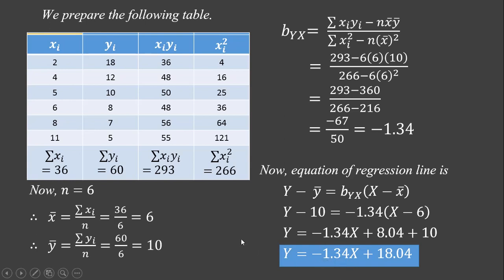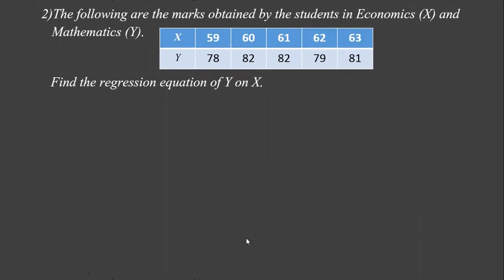Okay, so let us solve one more example. Second example, the following are the marks obtained by the students in economics given by variable x and mathematics given by variable y. These are the marks: x 59, 60, 61, 62, 63. Y marks in mathematics 78, 82, 82, 79, 81. Okay. Find the regression equation of y on x.